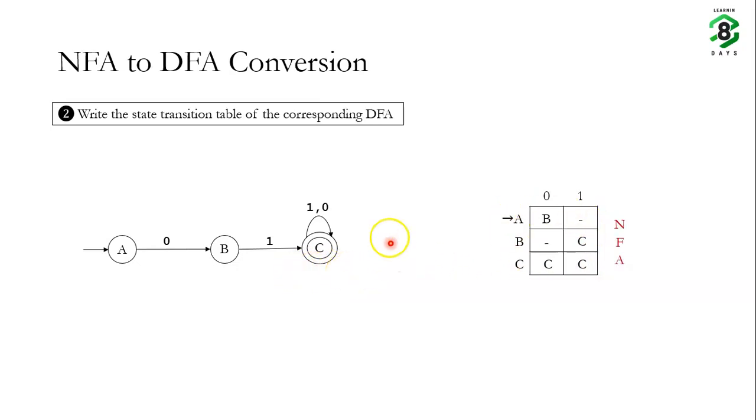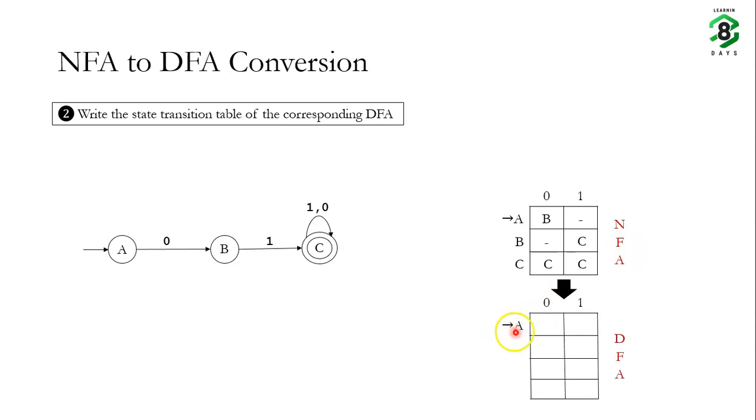In the next step, we write the state transition table of the corresponding DFA. So this is the state transition table of the NFA. Let us convert it to the state transition table of the corresponding DFA. So to do that, once again, we start from the same initial state because the NFA and the DFA will have the same initial state. So we start from state A.